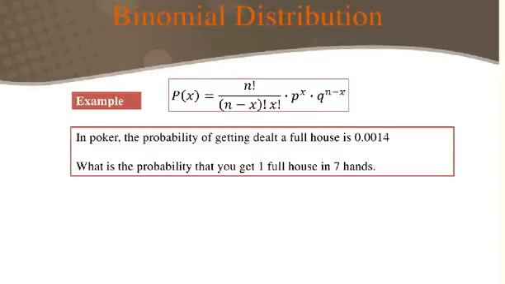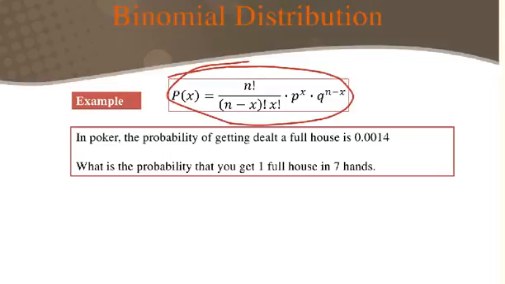In poker, the probability of getting dealt a full house is 0.0014. What is the probability that you will get one full house in 7 hands? So first of all, let's make sure that this would result in a binomial probability distribution before we use our formula for the binomial probability distribution.